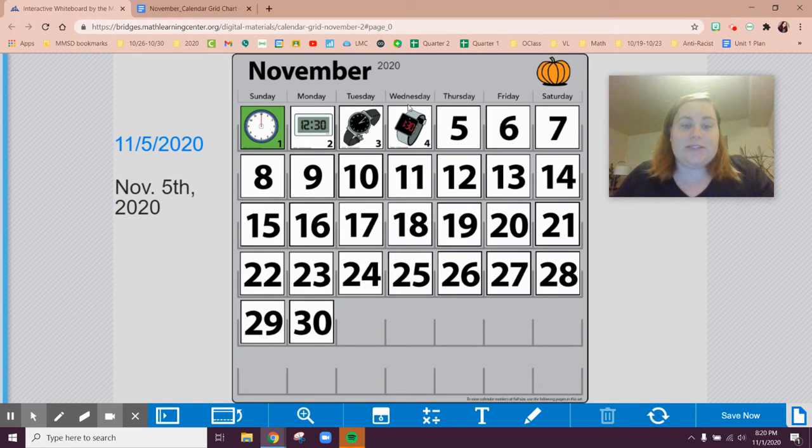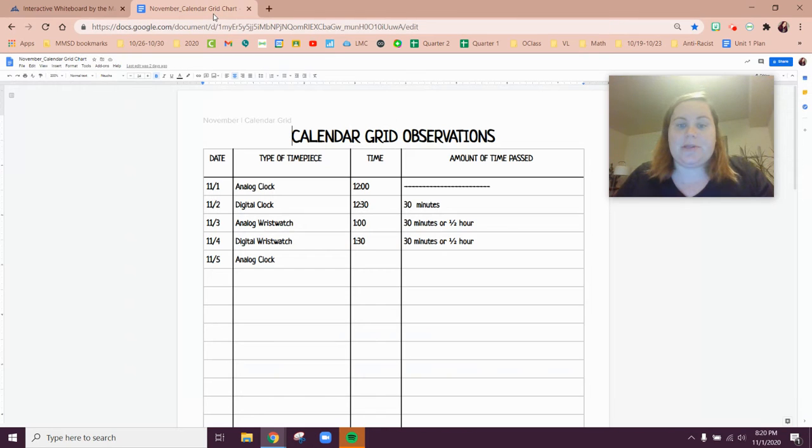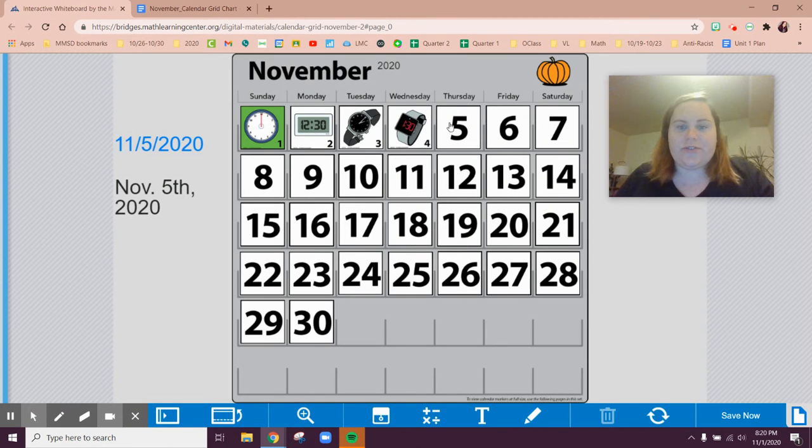We have been working this week and learning our new calendar for November. We see that we have analog clocks, digital clocks, and wristwatches, and so today is November 5th, so we're going to see what kind of watch we have. Then we're going to determine the time and put it into our calendar grid observations. So when I look at Thursday, November 5th, I'm going to flip over our card. There we go. What do you notice? What kind of clock is this?